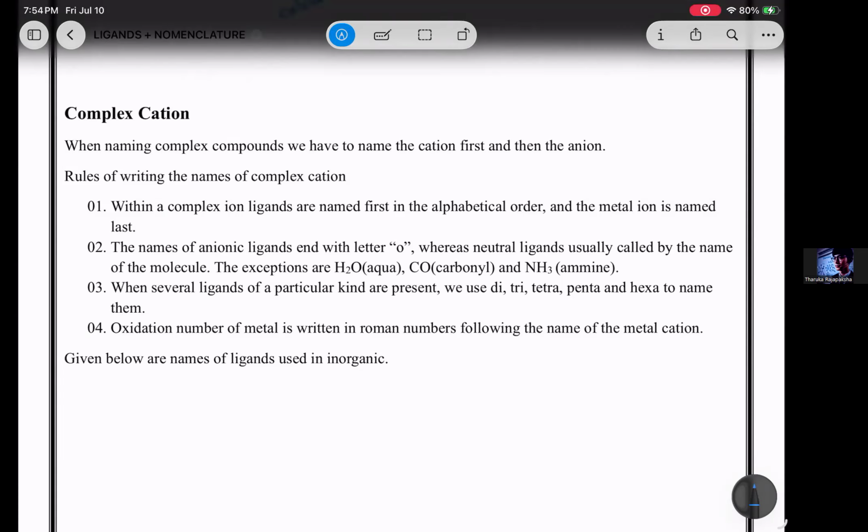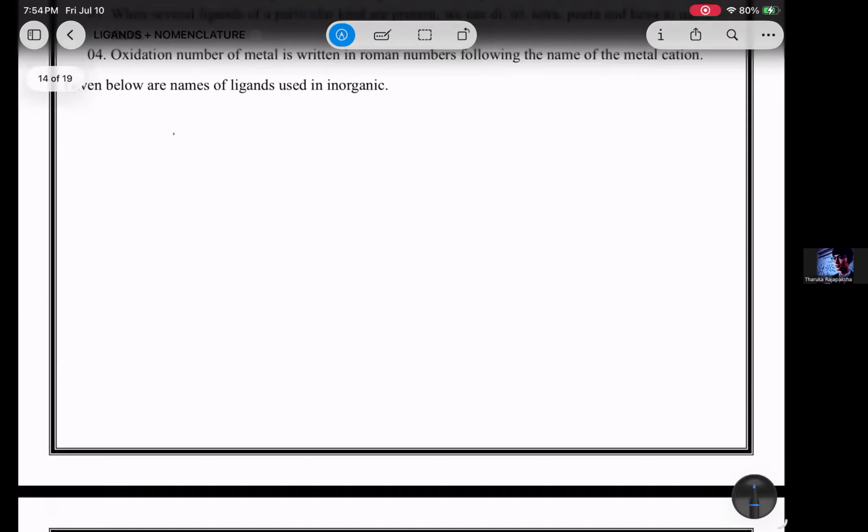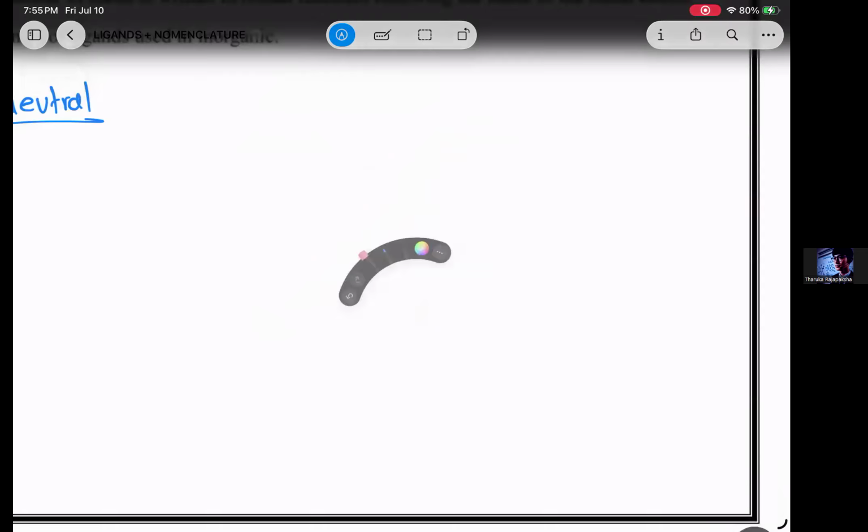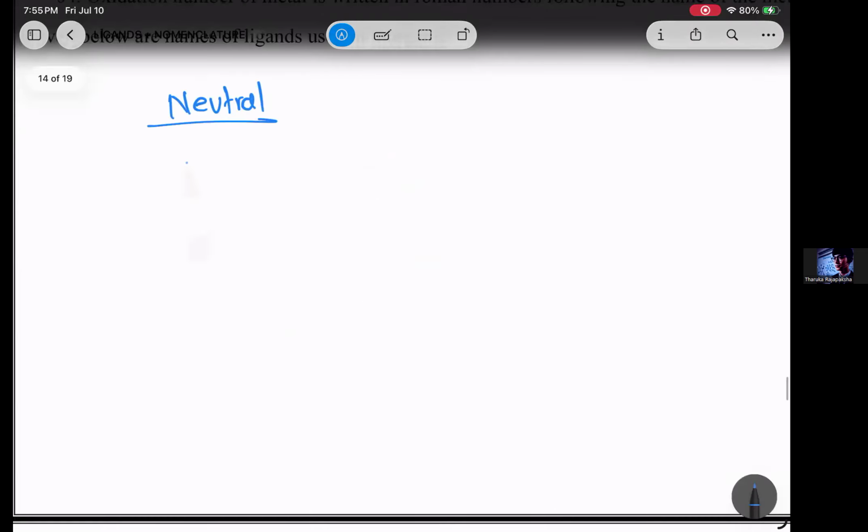Given below are names of ligands used in inorganic chemistry. So please write these examples. Neutral ligands. Now what are ligands? Ligands are compounds which attach to the central metal cation through dative bonds. For example, copper 2 plus. Ammonia is a ligand. Ammonia attaches to copper by forming a dative bond like this. So ammonia acts as a ligand. So neutral ligand examples are water, ammonia, and carbon monoxide.